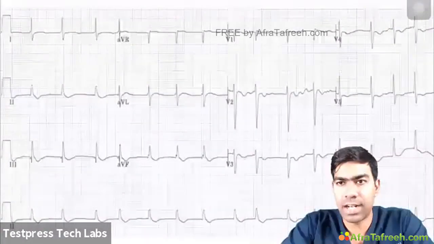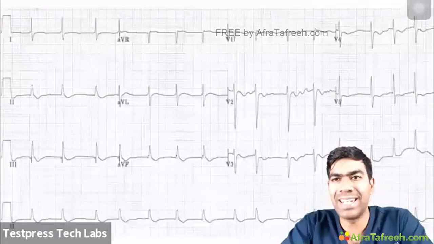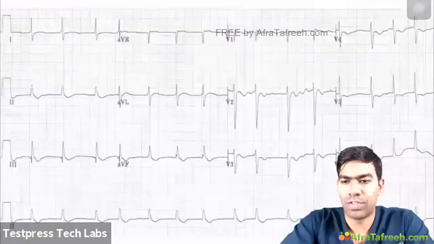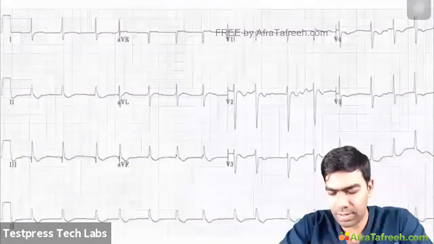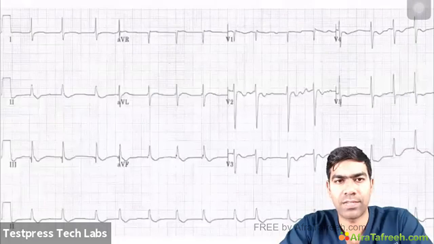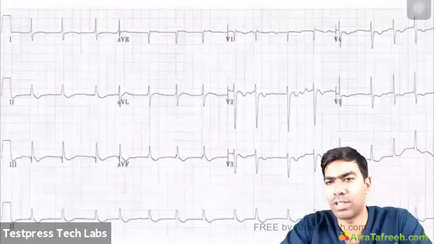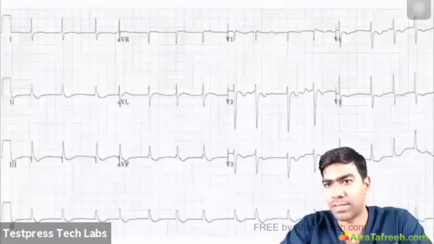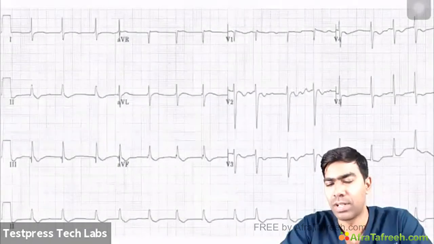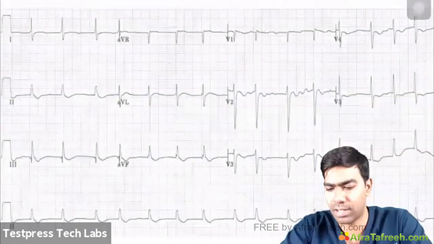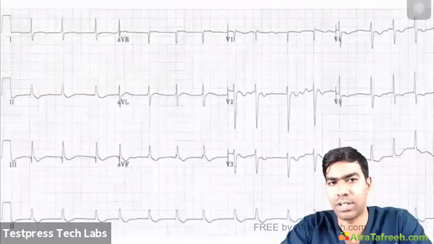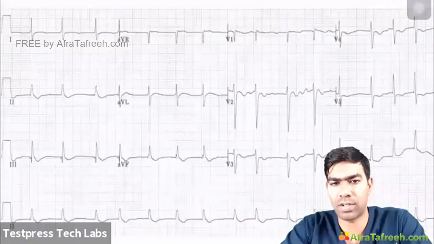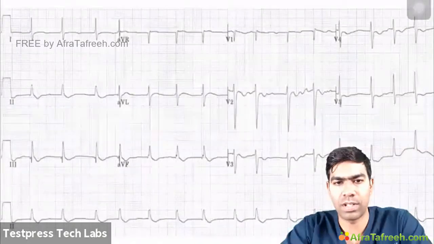So this is a typical digitalis effect where you can concentrate on leads 2, 3 and aVF basically. In 2, 3 and aVF, you can see this kind of hockey stick ST depression. So that is actually the digitalis effect. Why I want to tell you about the digitalis effect here is many students confuse this with digitalis toxicity rather than digitalis effect. Remember, if you see that kind of hockey stick depression, that is just a digitalis effect. That cannot be digitalis toxicity. And that's really, really important to understand.